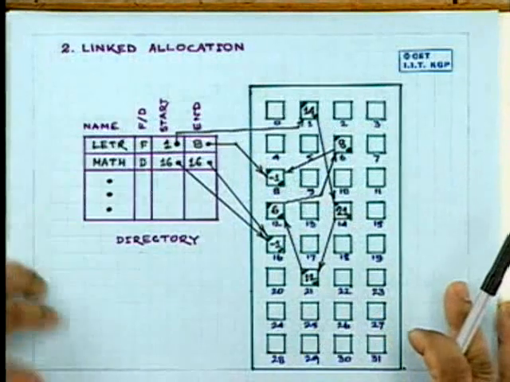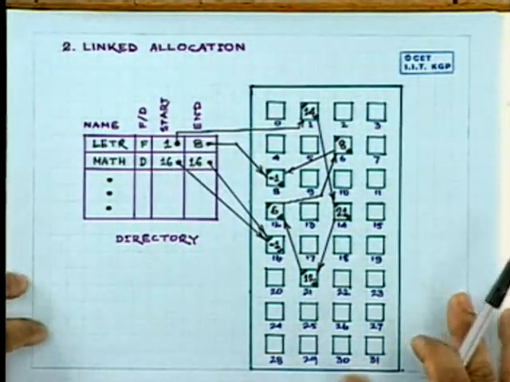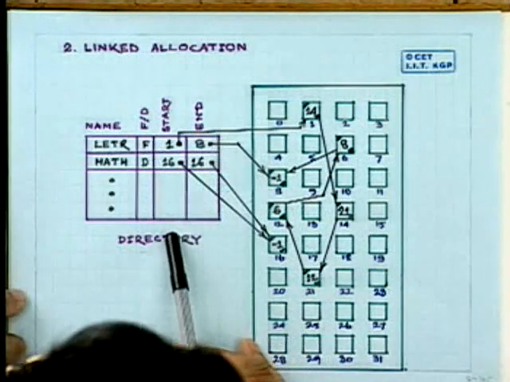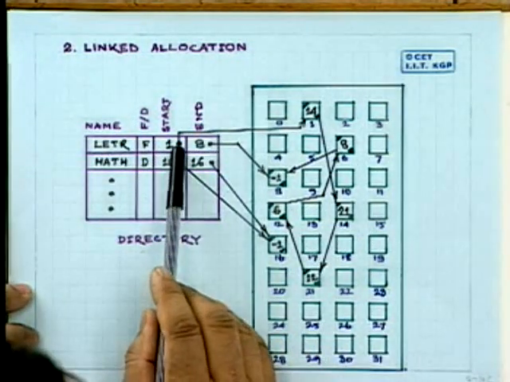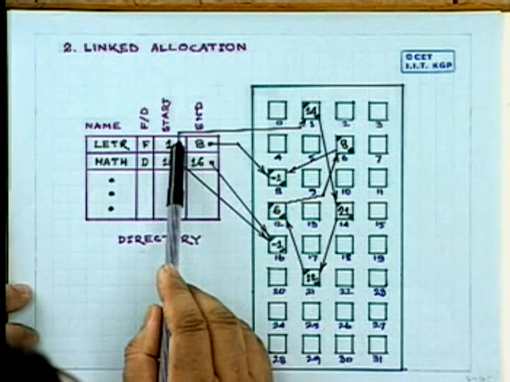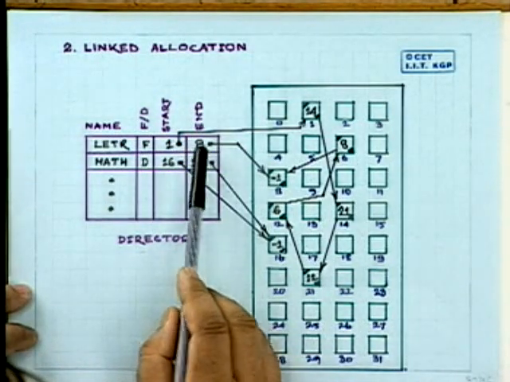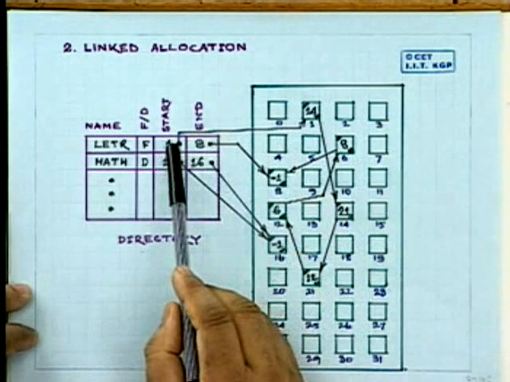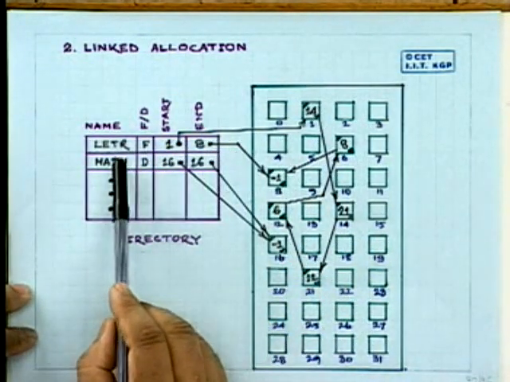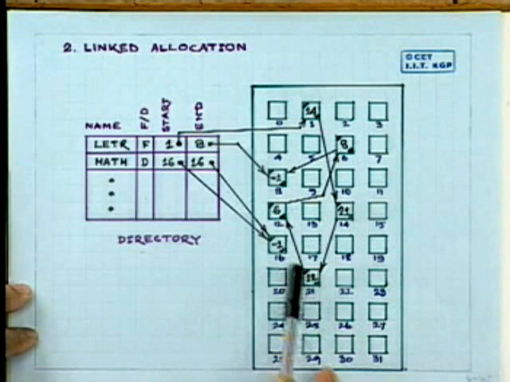Now, the second option of allocation that we go for to circumvent the problem of holes is the linked allocation. In the case of a linked allocation, what we do is this: the directory has two entries over here, say the start and the other the end, and the physical blocks that are allocated to the file or the subdirectory are all linked as a linked list.